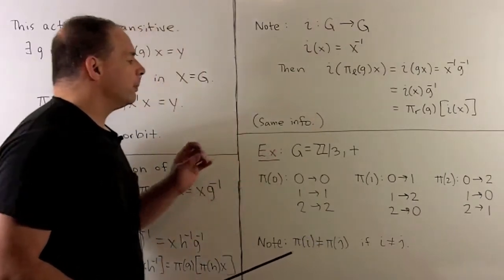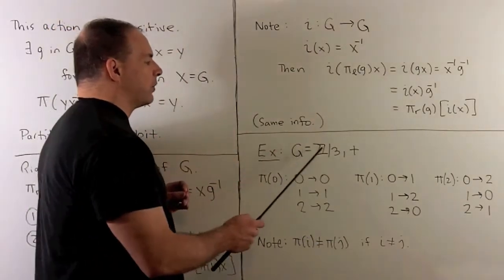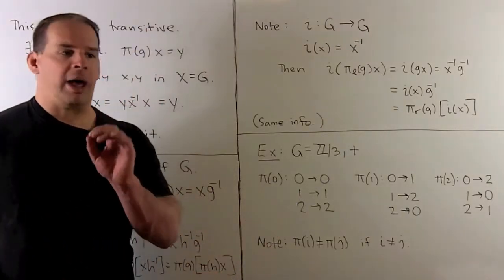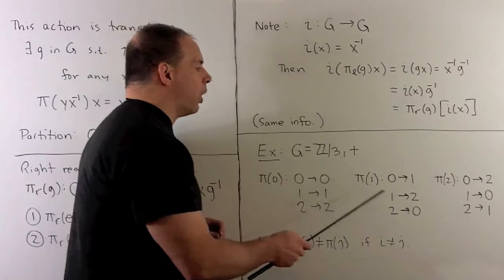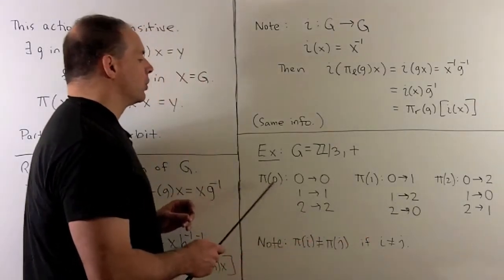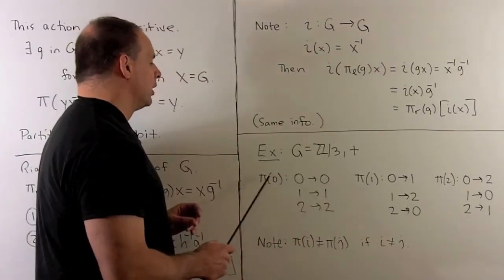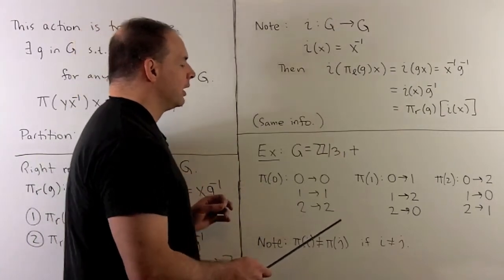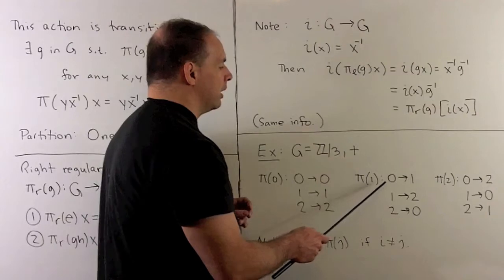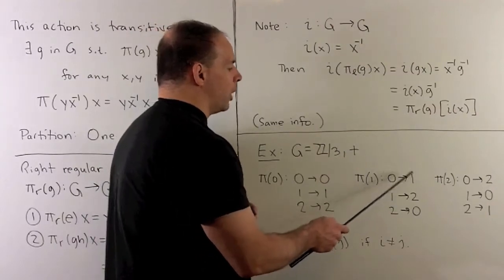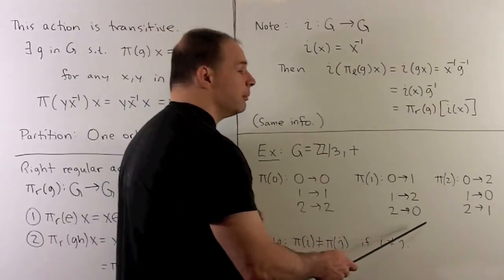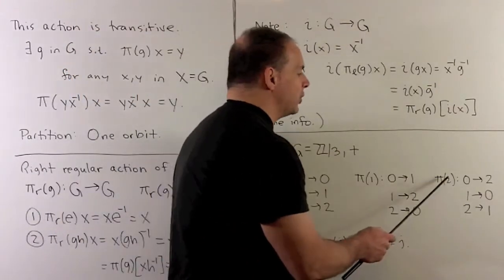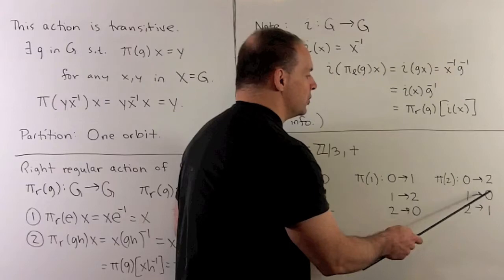Now, for an example, let's consider G equal to Z mod 3 under addition. So we're going to have a map for each group element: pi 0, pi 1, and pi 2. Pi 0 is going to be the identity map. That would be the same as adding 0 to each element, so that checks out. If I add 1 to each element, we get 0, 1, 2 going to 1, 2, 0. Bijection, that checks what we expect. And for pi 2, we have 0, 1, 2 going to 2, 0, 1.